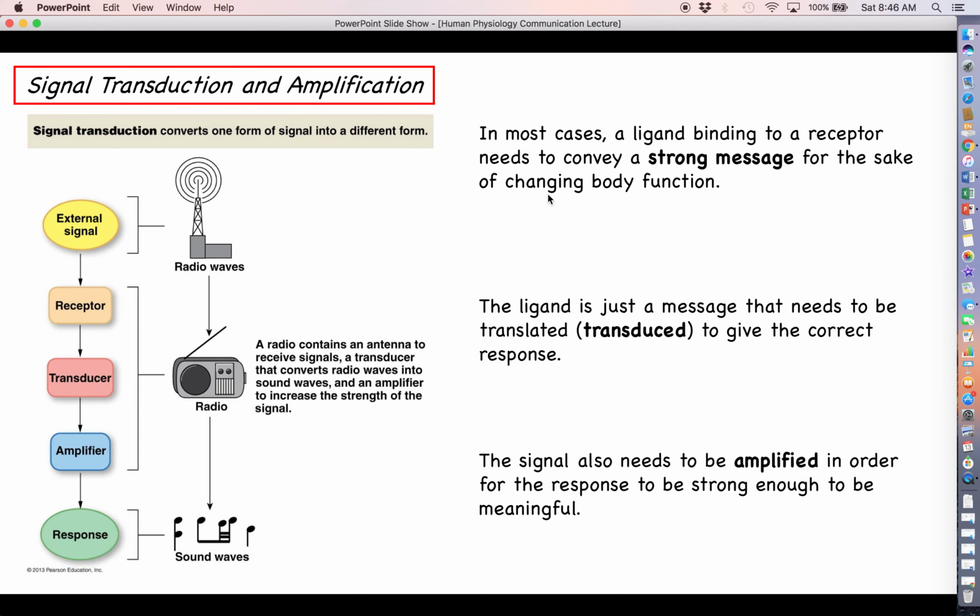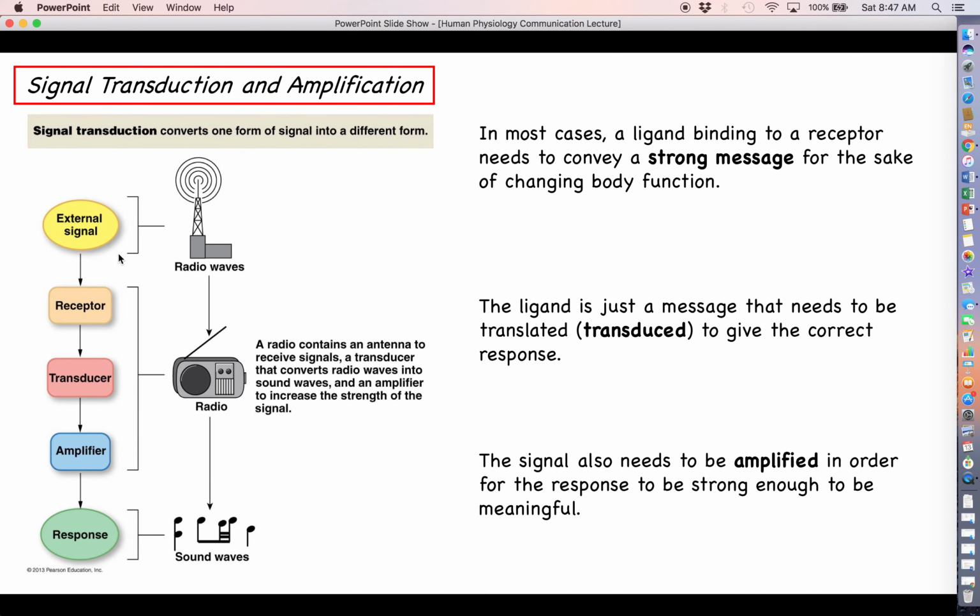So what you're seeing here on the far left, this little flowchart, not necessarily a physiological example, is a real-world example of a signal transduction and amplification mechanism. So what you're seeing here is a radio station broadcasting a signal, and then you are seeing a long wavelength radio picking up that signal and translating it into music for us to hear.